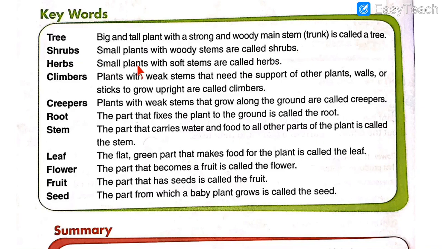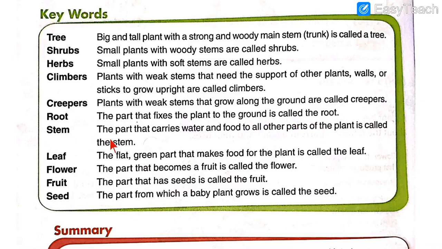Herbs, small plants with soft stems are called herbs. Climbers, plants with weak stems that need support of other plants, walls or sticks to grow upright are called climbers. Creepers, plants with weak stems that grow along the ground are called creepers. Root, the part that fixes the plant to the ground is called the root.